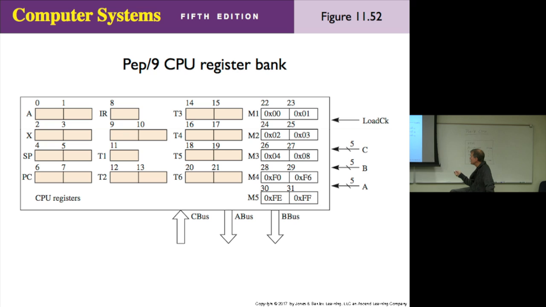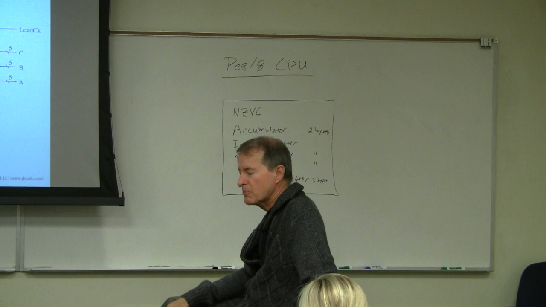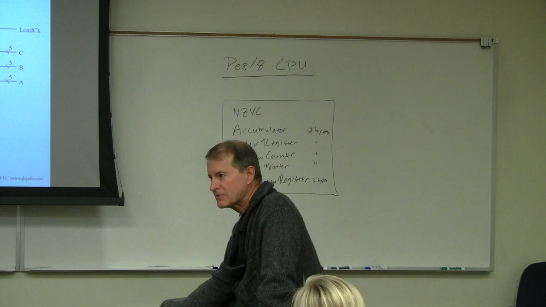And what do you suppose this load CK is? That's a clock pulse. And when do we ever use a clock pulse on a register? This is a register bank. Do you remember? When do we ever use a clock pulse? When the state changes. So we use the clock.